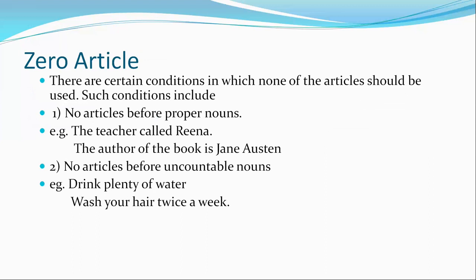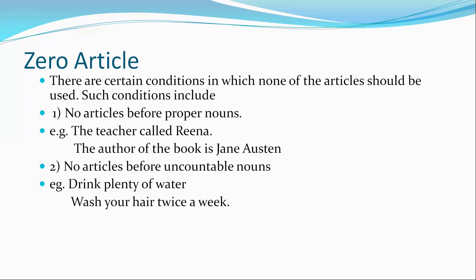And we also have this exceptional condition in articles, that is zero article, a condition in which no article will occur. For example, the first condition is that no article will appear before proper nouns, that is, the names. For example, the teacher called Reena. Here, the proper noun is Reena, and no article was there before Reena. The author of the book is Jane Austen. Here also, Jane Austen is a proper noun, and there is no article before this proper noun.